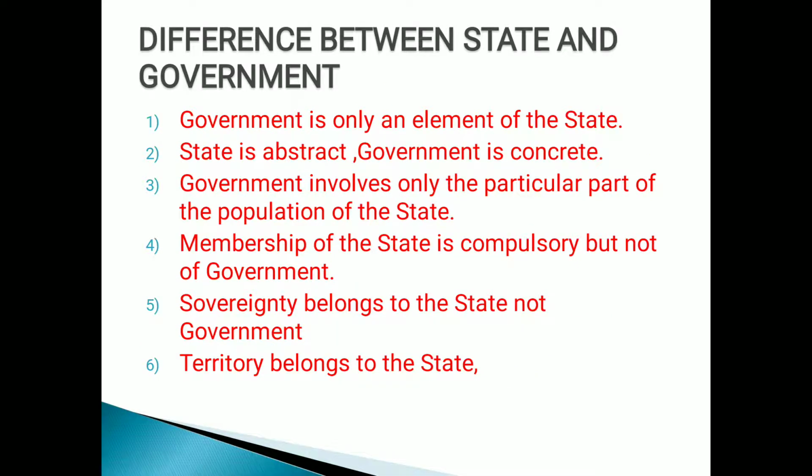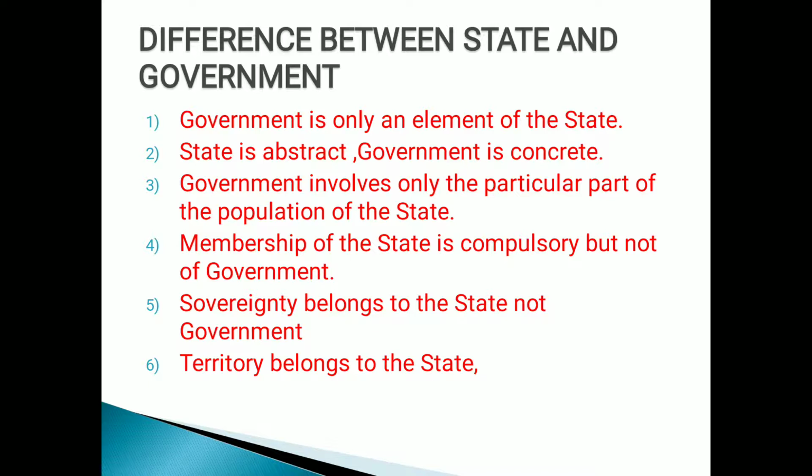Now, the difference between state and government. Here I am going to tell you about the difference so that it will make you more clear about state and government. Government is only an element of the state. A state has four essential elements, children: population, territory, government and sovereignty. On the other hand, government is only one element of the state. It is just one part of the state which acts for the state.